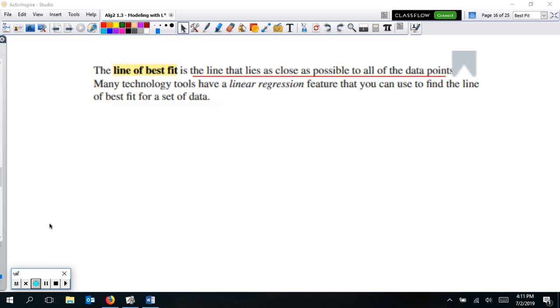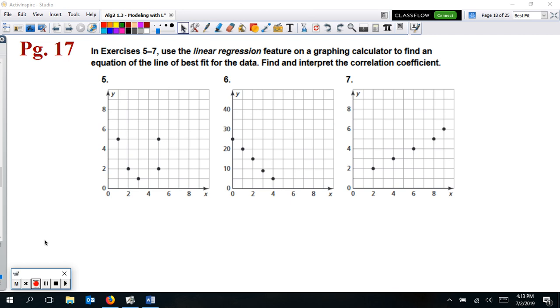Using this linear regression feature on a graphing calculator like a Desmos calculator is something we can do in class. On page 17, for these last 3 graphs, it does talk about using a linear regression feature. We're not going to do that on these ones. We're just going to look, first of all, does it show a linear relationship? The word they use here is correlation for relationship. So instead of saying relationship, we're going to say linear correlation.